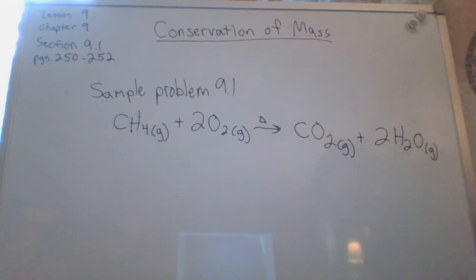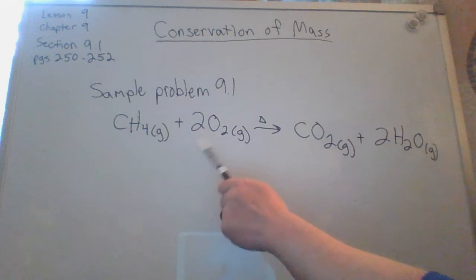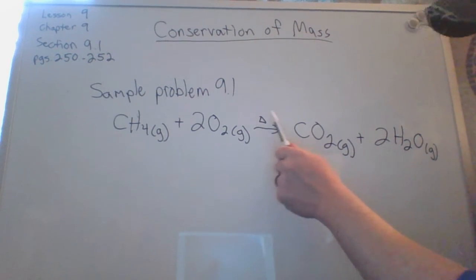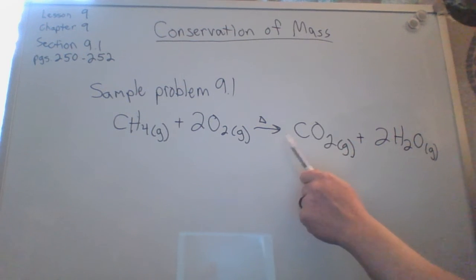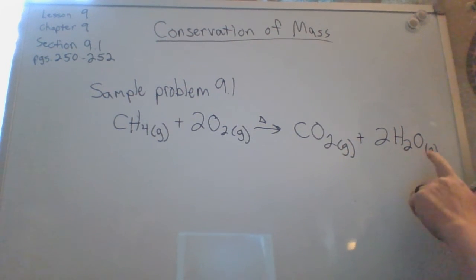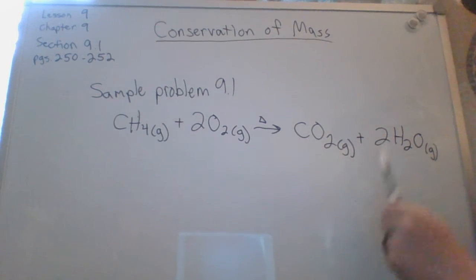So here is sample problem 9.1 on page 251. It describes, let me get my marker here, it describes the combustion of methane gas, CH4. Of course, with a combustion reaction, you need oxygen. There's some sort of chemical change here. And the product side is going to be carbon dioxide gas and water vapor. Notice that the equation given to you is already balanced.